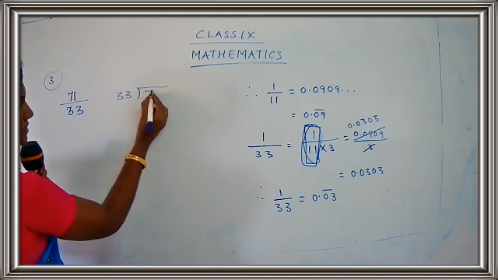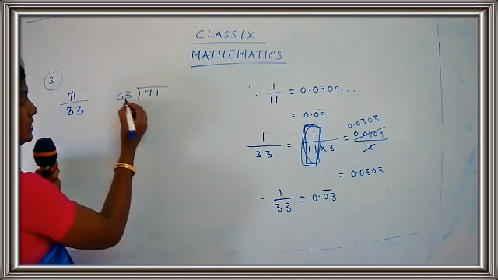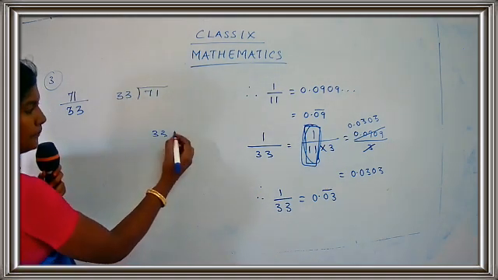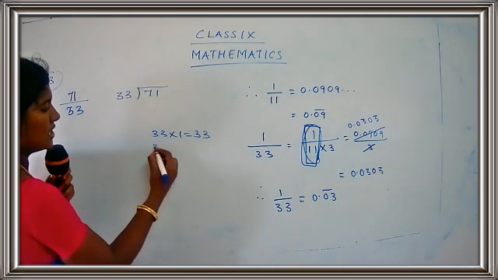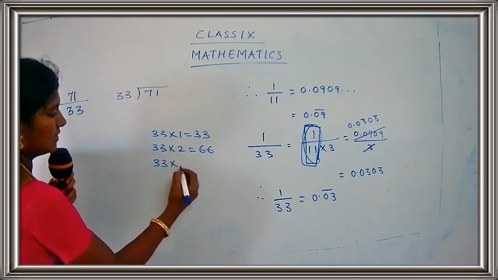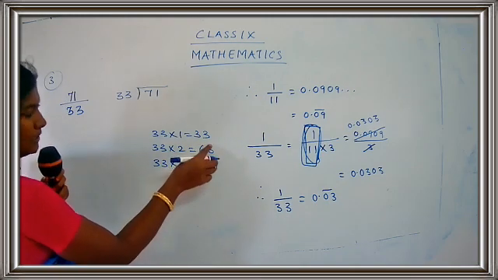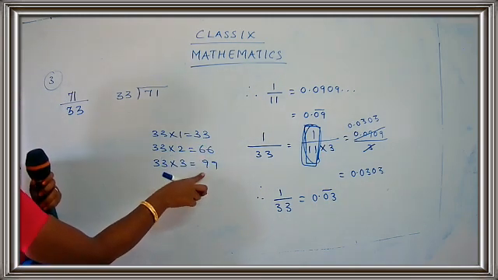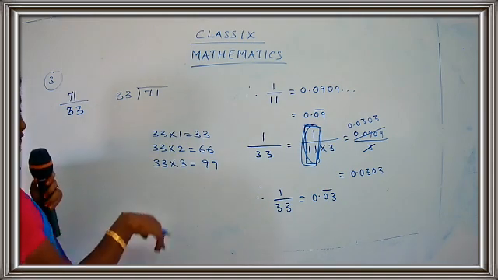33 comes out. 71 goes in. So 33 ones are 33. 33 twos are 66. And 33 threes are 99. This is a very simple table. Yes, 33 plus 33 is 66. 66 plus 33 is 99. So I've just taken the first three.